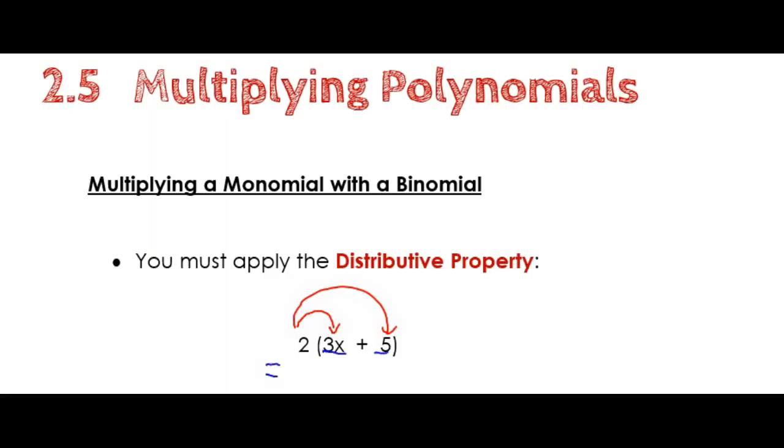So what I get when I do that is, well, it's the same as multiplying a monomial with a monomial. It just takes an extra step. I'm going to be doing that twice. So 2 times 3x will give me 6x. 2 times positive 5 will give me positive 10. And I'm done at this point because always remember I cannot add a term with a variable in it to a constant term. They are not like terms. Let's try a few examples.